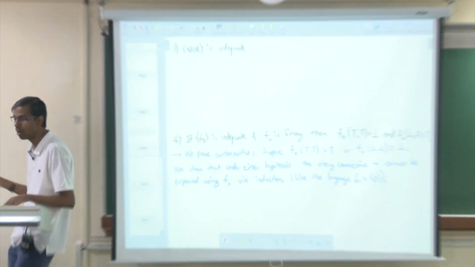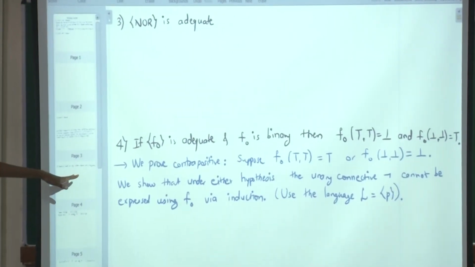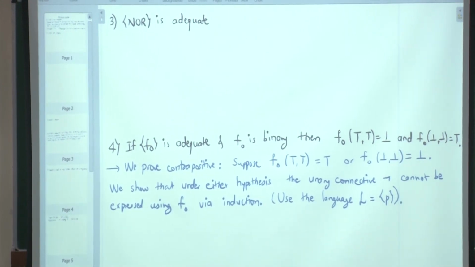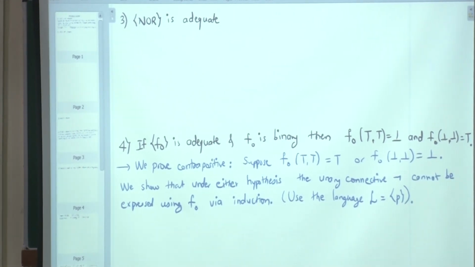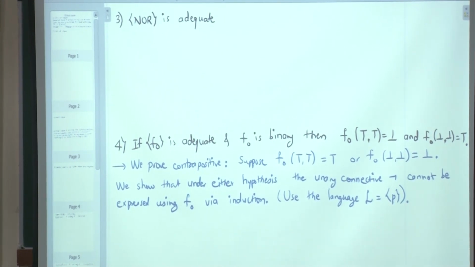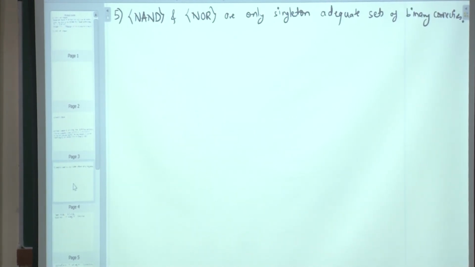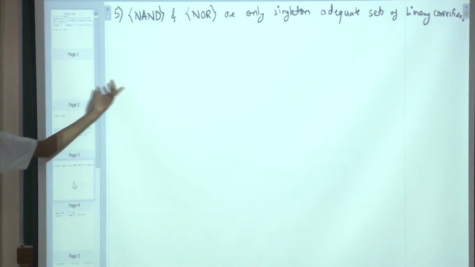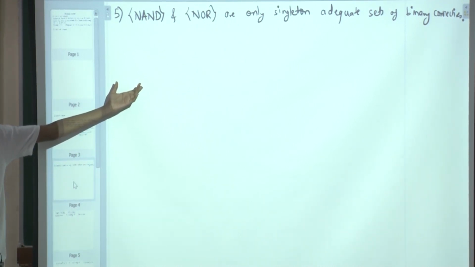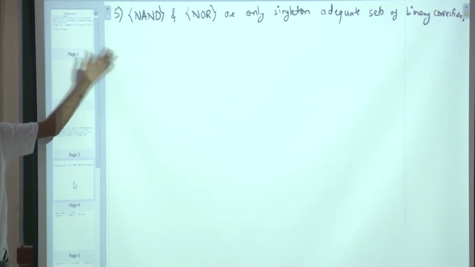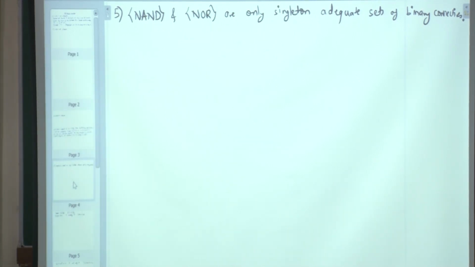Okay, good. So now that we have established that if f0 is adequate and it is binary, then f0 of true is false and f0 of false is true. Now let us go to the next problem. We need to show that NAND and NOR, you have already shown these two are adequate, are the only singleton adequate sets of connectives. Why? Because from previously I have shown if it's true or false, it has to be the opposite. So we have only 2 choices left. Very good. We have only other 2 choices left.